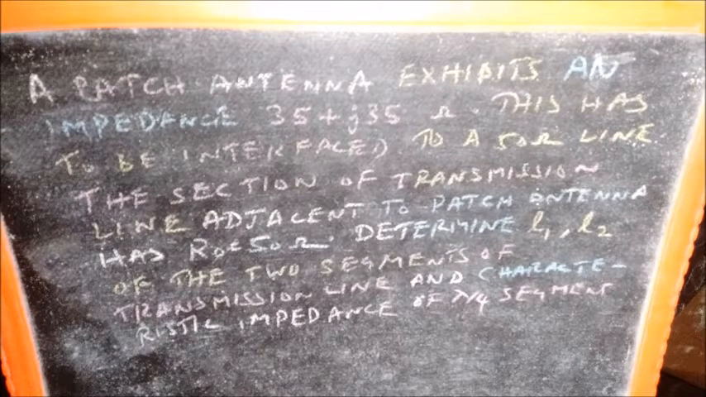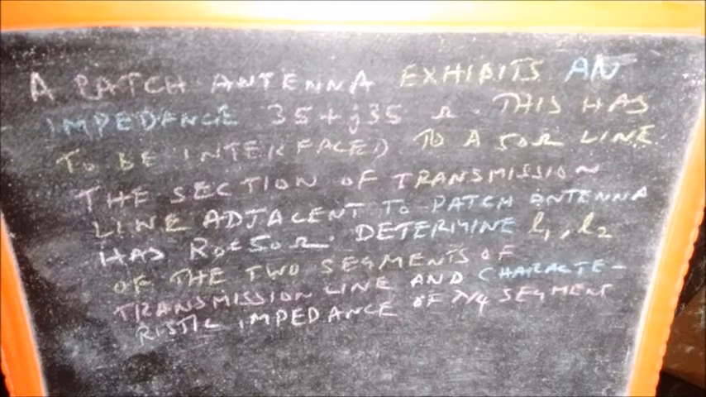So let's read that again. A patch antenna exhibits an impedance 35 plus j35 ohms. This has to be interfaced to a 50 ohm line. It has to be interfaced to a 50 ohm transmission line. And the section of transmission line adjacent to patch antenna has a characteristic impedance of 50 ohms. We have to determine L1, L2 of the two segments of transmission line, that is the lengths L1 and L2 of the two segments of transmission line, and the characteristic impedance of the lambda by 4 segment.